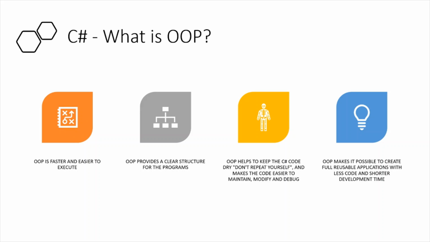So OOP is faster and easier to execute. OOP provides a clear structure for the programs. OOP helps to keep the C Sharp code DRY, don't repeat yourself, because it increases reusability and makes the code easier to maintain, modify, and debug. Right? OOP makes it possible to create fully reusable applications with less code and shorter development time.